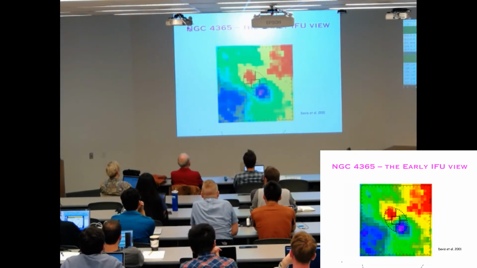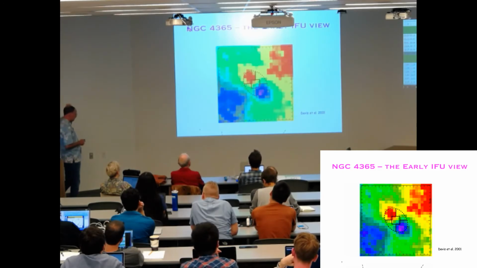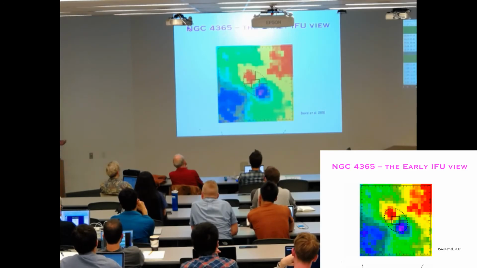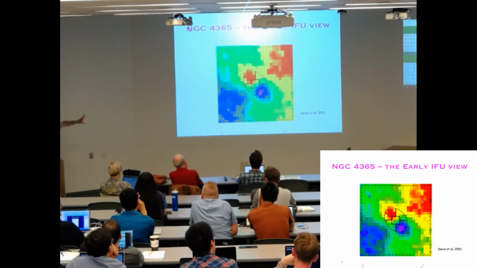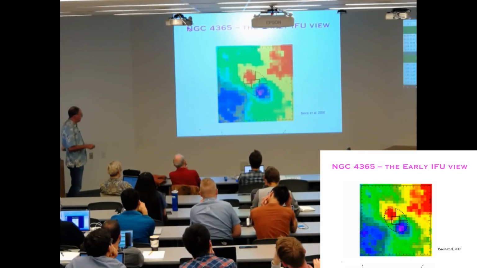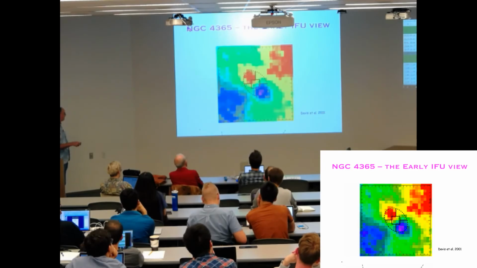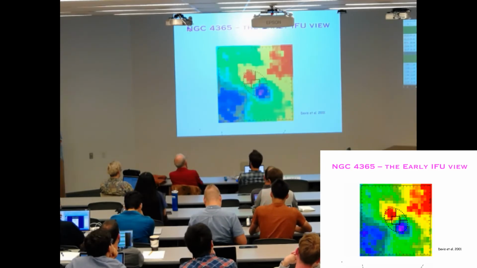So I want to show you just one example of the kinematics that you can get with this approach. This is going back to 2001. This is the galaxy NGC 4365, and this is what it looked like with an IFU back in 2001. You can see that it's got a core that rotates this way, and further out there's a hint that the rotation is doing something different in this galaxy. It's actually a decoupled core.